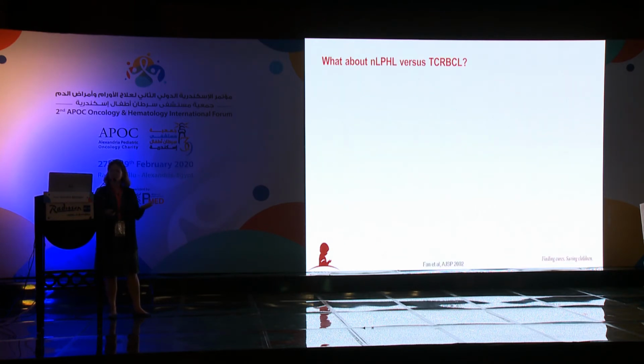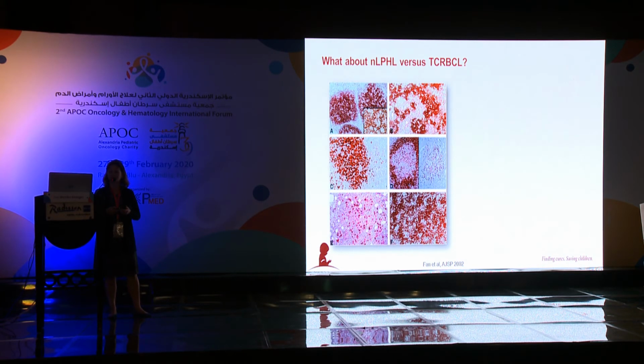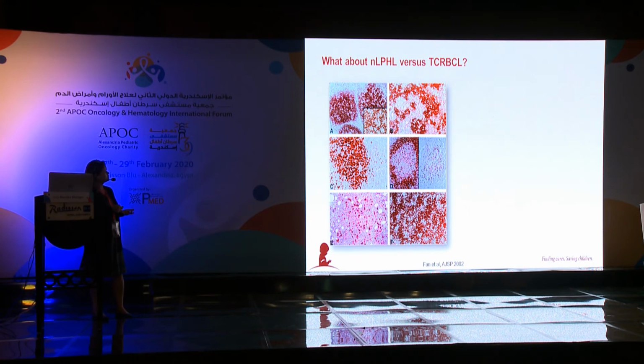But what about those patients that have LP Hodgkin lymphomas versus T-cell rich B-cell lymphoma? Because those are a challenge as well. And it is something that seems to be having a revival. I hear more cases about this. It seems like the pathologists are more in tune to look at these changes. And there's this landmark paper by Fan where the different architectures are described.